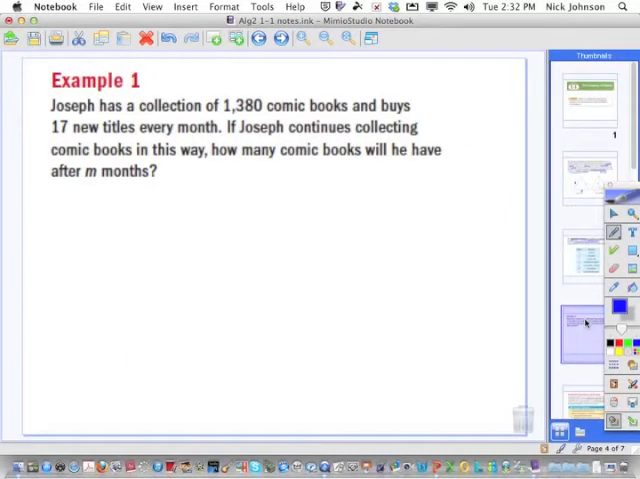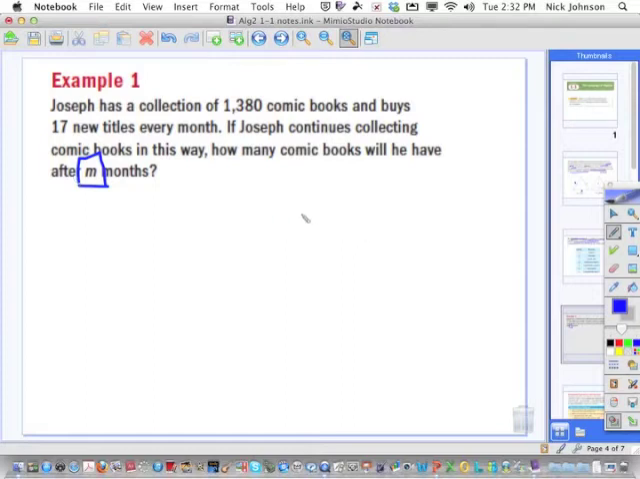Let's look at example 1. Joseph has a collection of 1,380 comic books and buys 17 new titles every month. If Joseph continues collecting comic books in this way, how many comic books will he have after M months? So M is our variable, okay? He gains so many books a month.